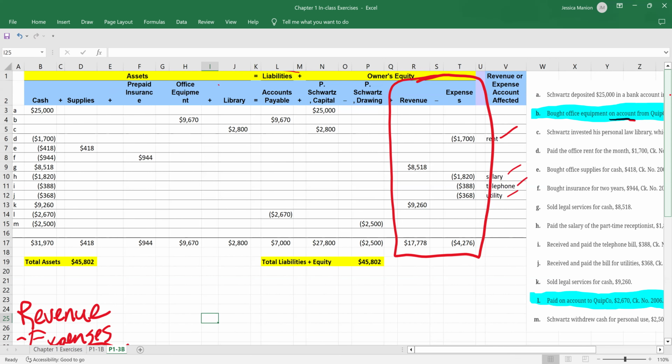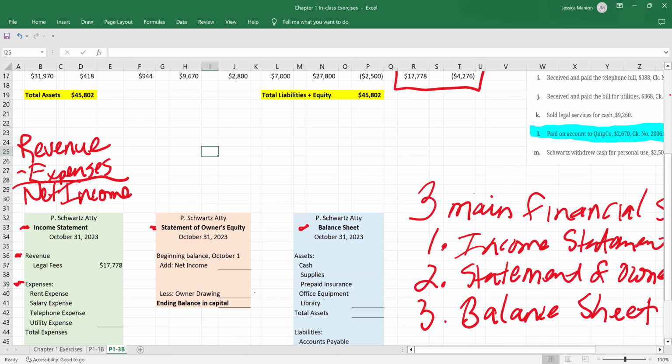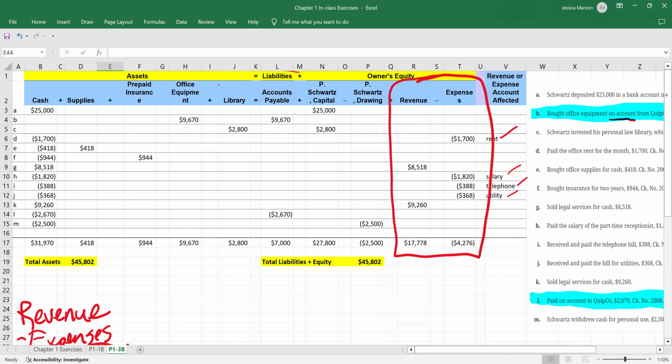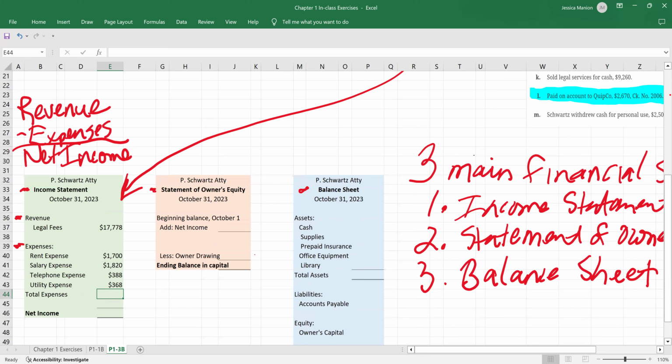Let me see if I can remember these. So rent expense was how much? 1700. Okay, so 1700. Salary expense was 1820. Telephone expense was 388. Utility expense 368, right? And again, I just got this information from up top here, right? All of our revenues and expenses and the amounts. That data flowed down here to our income statement, right? We see that?